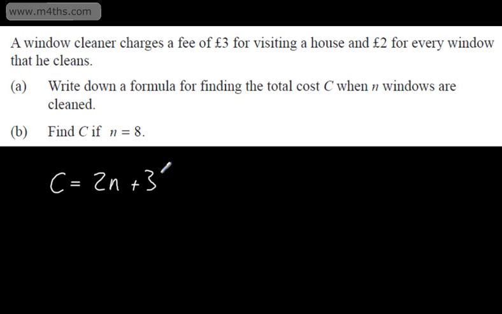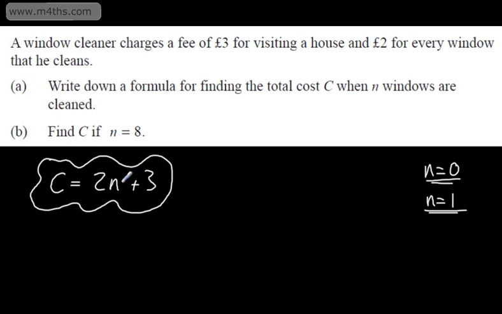So this is the number of windows that he cleans. So for example, if he cleaned no windows, n would be 0, and we'd just get a cost of £3. So if you call him out and say, well actually I don't want any windows done, £3. If n was equal to 1, you had one window cleaned, well quite clearly he would charge £2 for that window plus a 3, which would give us 5. We're simply substituting in the values of n, which is the number of windows, into the formula. So we're asked to find now C, the cost, when n is 8. So it's £2 for every window. There are 8 windows, and we add to that 3.